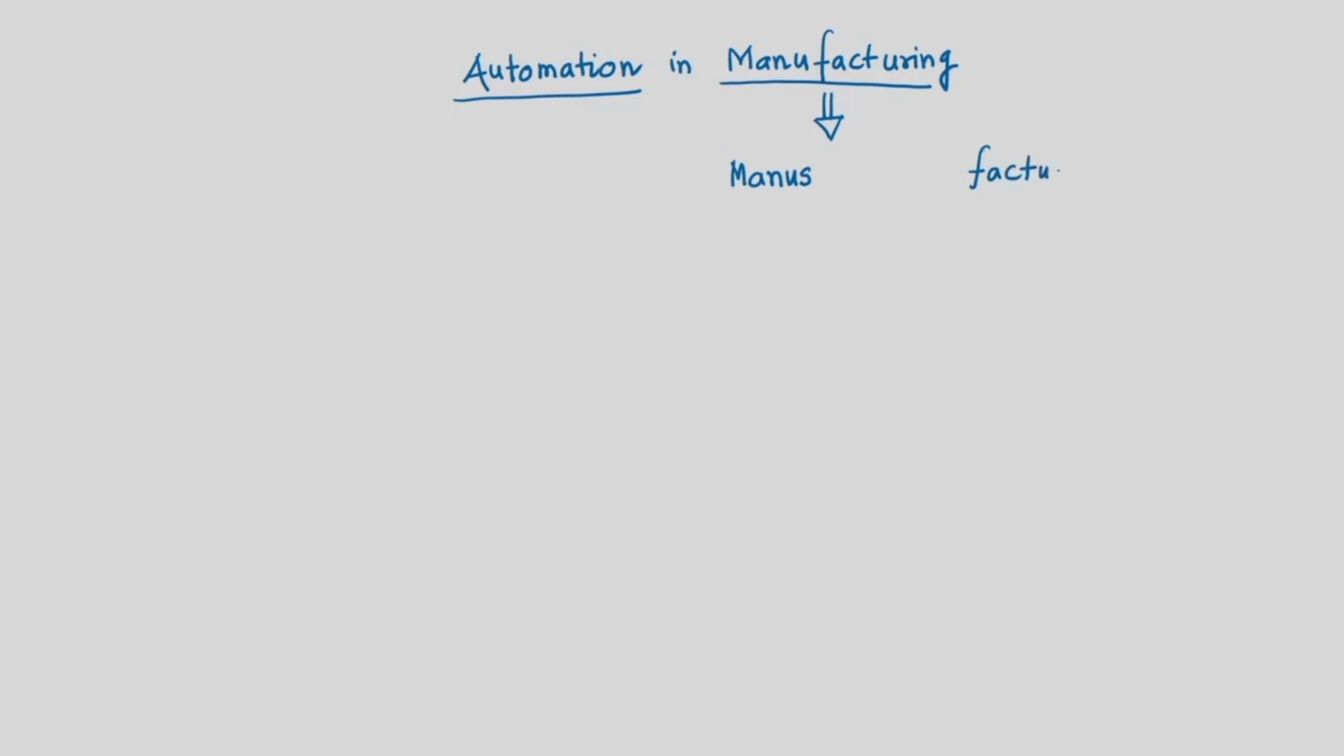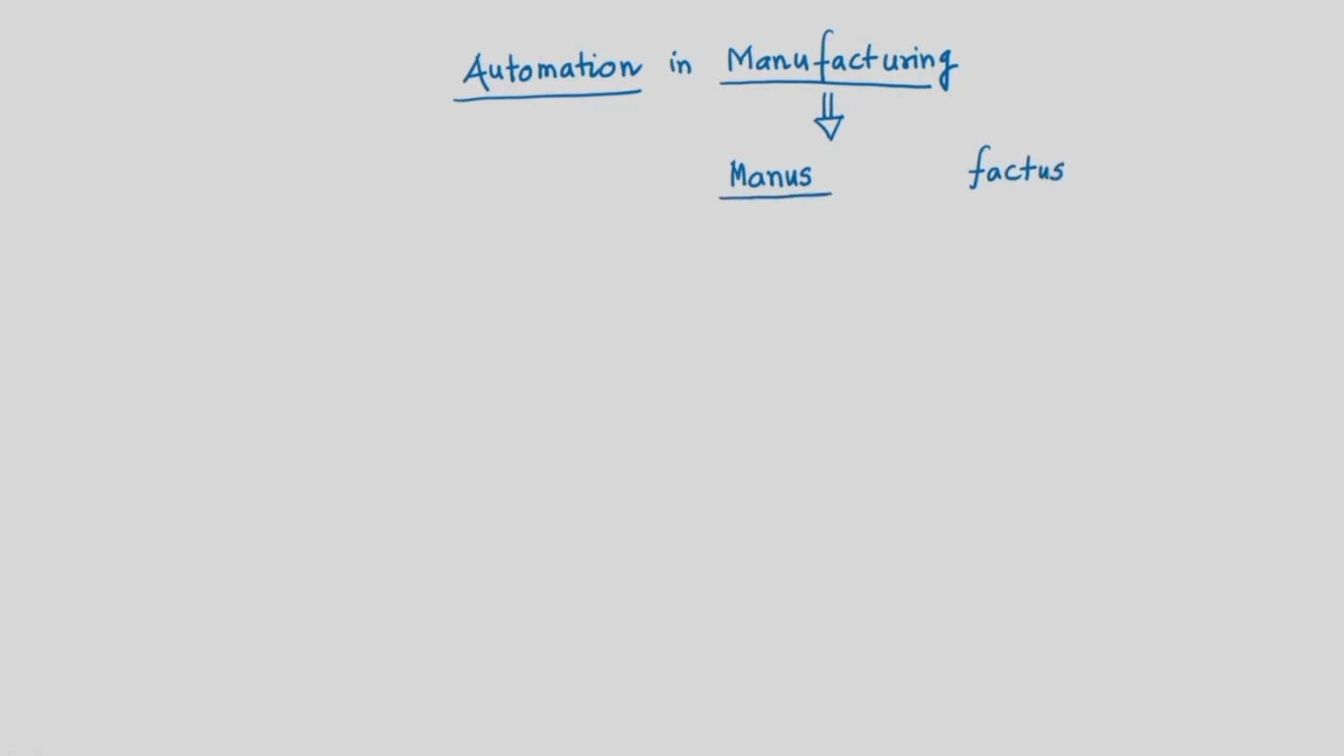The name of the course, as you know, is automation in manufacturing. So, it is essential for us to understand the meaning of these two words, that is automation and manufacturing. The word manufacturing has a Latin origin and it has been derived from two words, manus in Latin and factus in Latin.